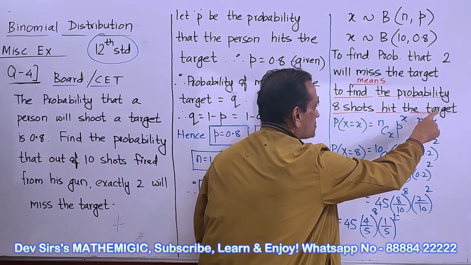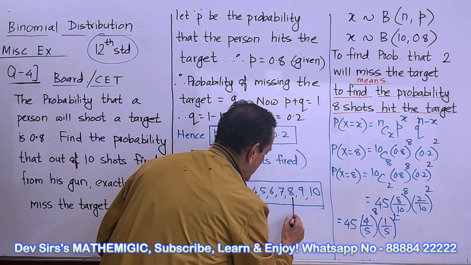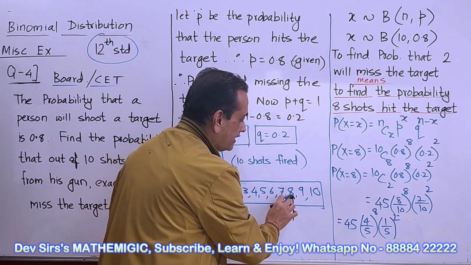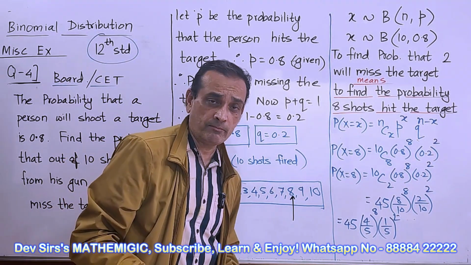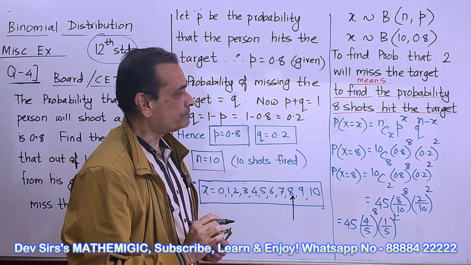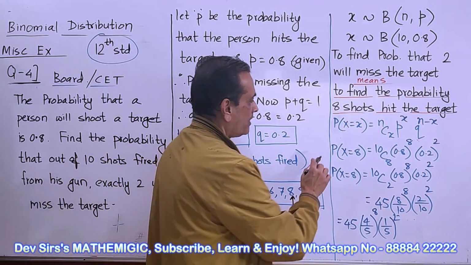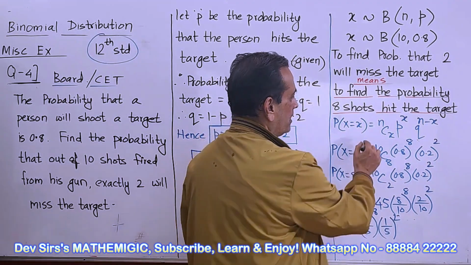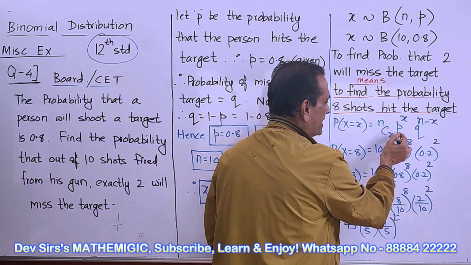Okay, so we are going to take X as 8. Out of 10, 8 shots hit the target. What is the probability? Okay, right. So what is the binomial distribution formula now? P of X equal to x is nCx, p raised to x, q raised to n minus x.